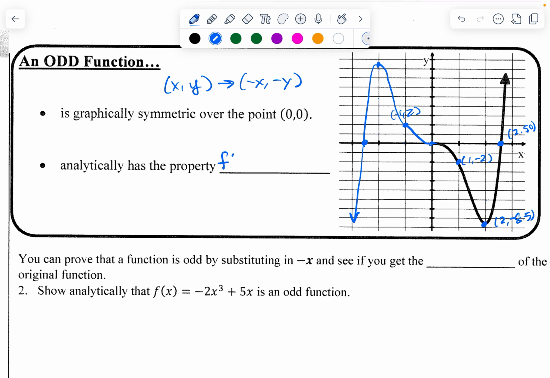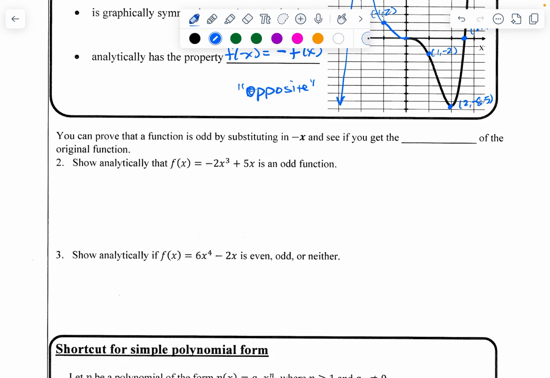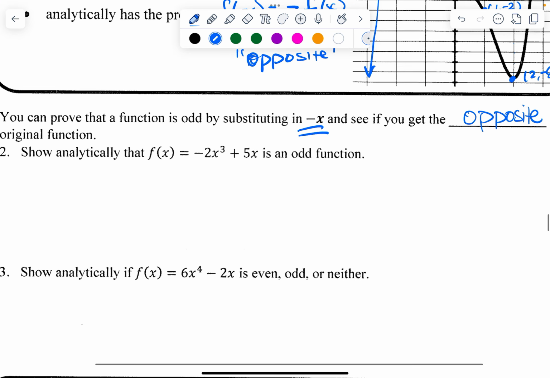So if I input f of negative x and it's odd, I'm going to get out the negative of the overall f of x. This is called the opposite. So let's prove this, okay? If I'm substituting in negative x, we're going to see the opposite of the original function. So if I want to see if f of x is odd, I'm going to input negative x. This is to test it, okay?